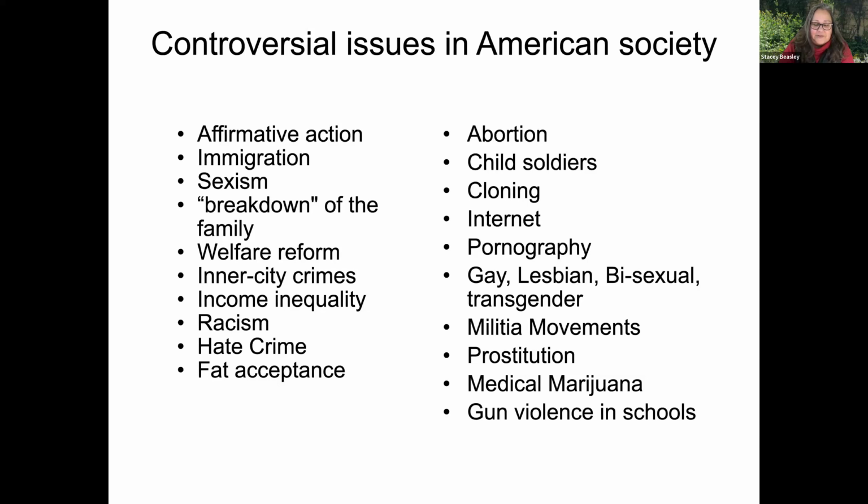And some of the more controversial issues in America, like affirmative action, immigration, sexism, how we are defining the family, welfare reform, inner city crime, income inequality, racism, hate crime, fat acceptance, abortion, child soldiers, although Americans don't typically get into that too much because it doesn't seem to be a social problem here in our society. However, it is in many places around the world. Cloning, the internet, pornography, LGBTQ issues, militia movements, prostitution, marijuana and medical marijuana, and gun violence in schools are all very controversial topics in the United States that sociologists would study.